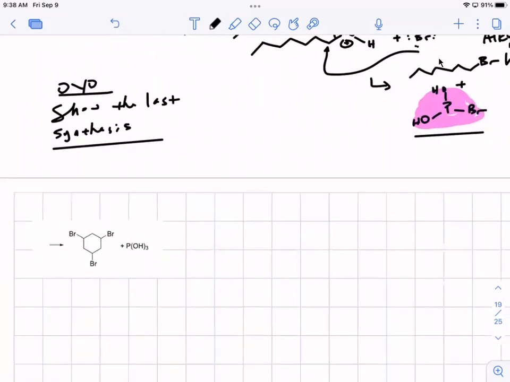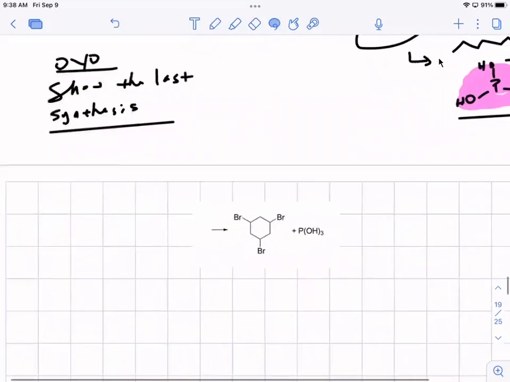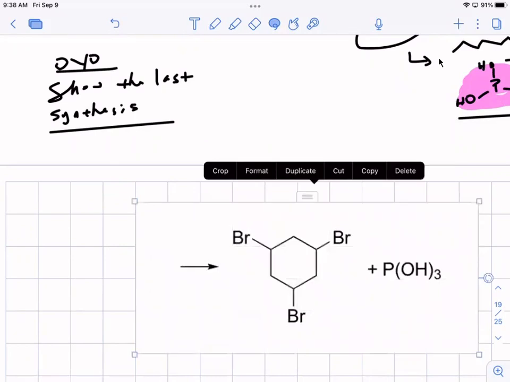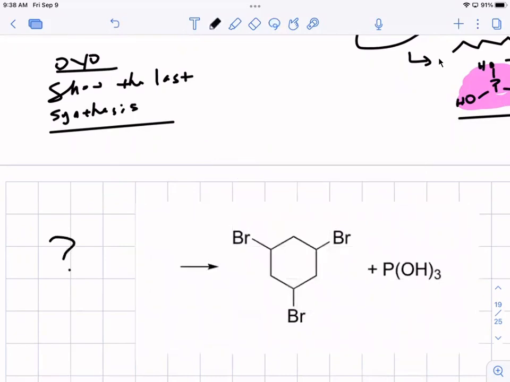All right, now down here, this is just an example of, we have a product and no starting material. So the question is, what did I start with to get here? Look at the product. It has a bromine at 3 different places and POH3. So what did I start with in order to get here? What 2 starting materials? And why is this easy? Go ahead.